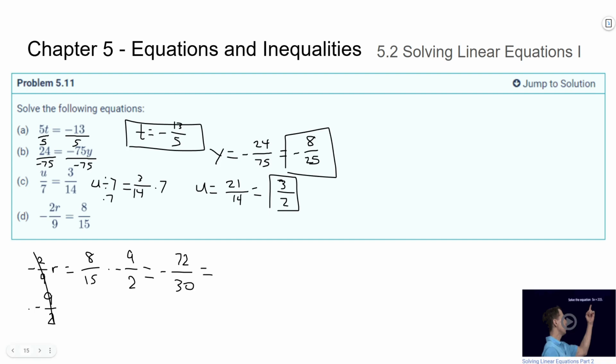Now, these are both even numbers, so we know that this can be simplified. Let's see. So 72 cut in half, I believe, is 36. It's going to be negative. So 36 over 15. Let's see. So 15 is a multiple of 3. And 3 and 6 are both multiples of 3, so this has to be divisible by 3. So negative 12 over 5, and 5 is a prime, so it looks like that is the end of the road for us. So negative 12 over 5, that would be our solution for r. So the full solution would actually be r equals negative 12 over 5.